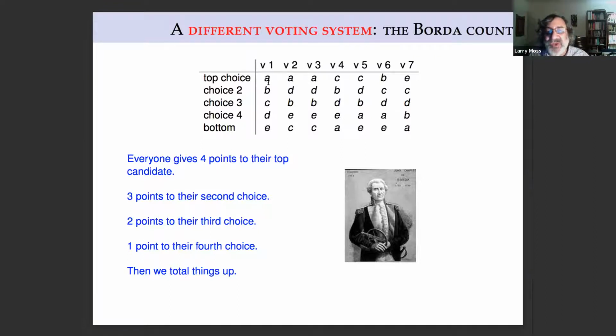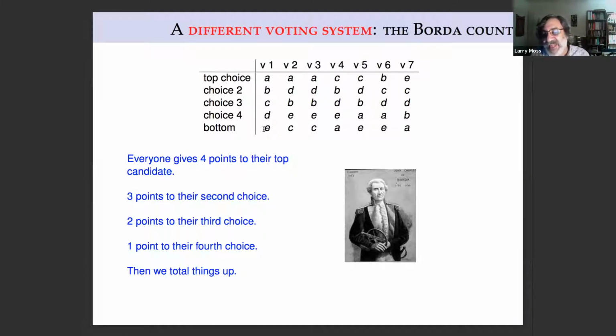So Borda said, what you should do in the case of 5 candidates is everybody has a certain number of points that they hand out. And you would hand out 4 points to your top choice, 3 points to your second choice, 2 points to your third choice, 1 point to your fourth choice, and nothing for your last choice.